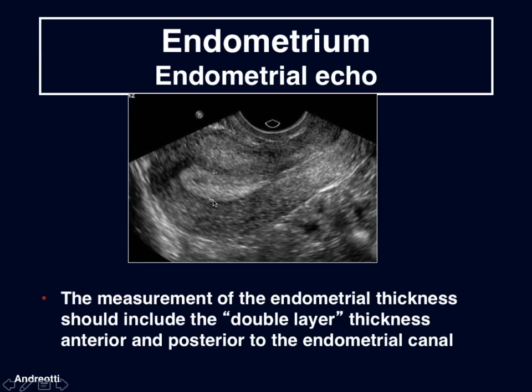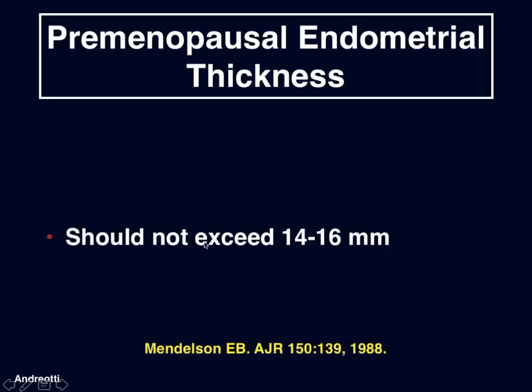So here we can see in this endometrium, since it's completely echogenic, it is very easy to place our calipers on either side of what we call the endometrial echo. So how thick should the endometrial echo be, or the patient's endometrium? According to past reports, this should not exceed more than about 14 to 16 millimeters.